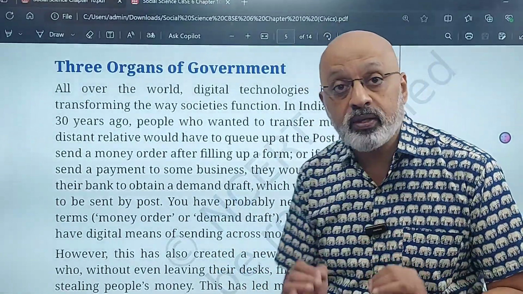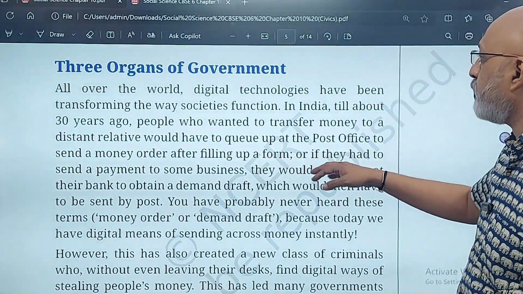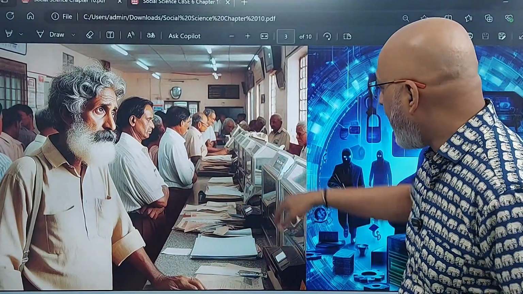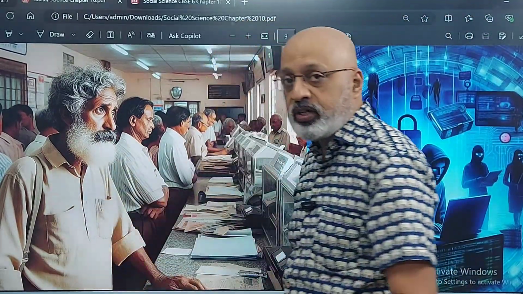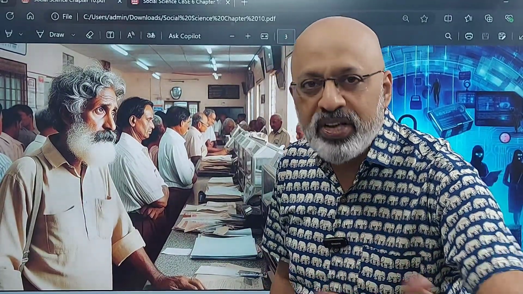So उसके लिए करना क्या पड़ता था? You had to literally go to the post office to send a money order after filling up a form. तो वो इस तरह से होता था. लाइन में खड़े होके, इतनी भीड़ में you have to wait for your turn. So it would entail a lot of, I would say, wastage of time.